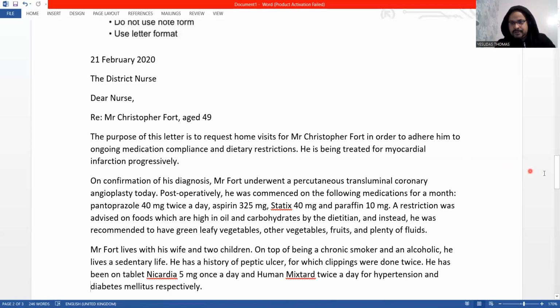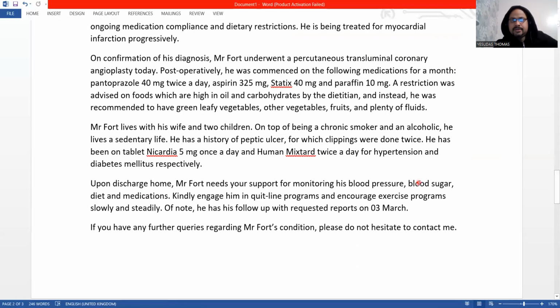On confirmation of his diagnosis, that is myocardial infarction, Mr. Ford underwent a percutaneous transluminal coronary angioplasty today. So this is what we have written here. We have just briefed it. What we are not going to explain is what ECG was taken, what these things revealed about the diagnosis, or what difficulties he had. He was admitted on this particular day, and these were the complaints. We have a lot of things here to write other than that, so we just brief these things.